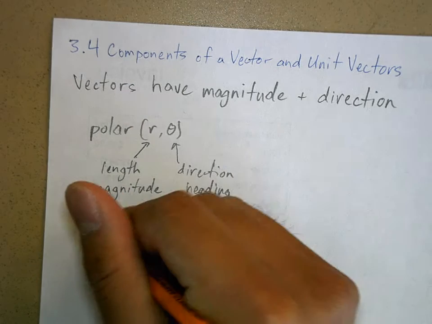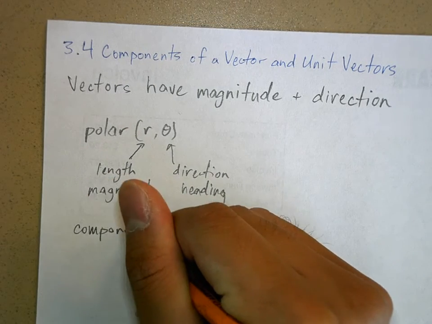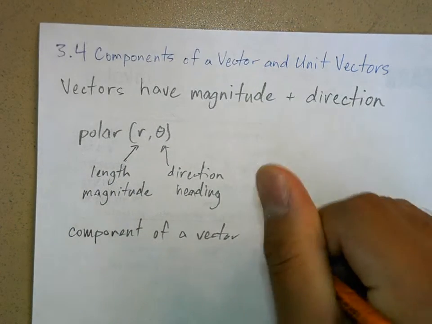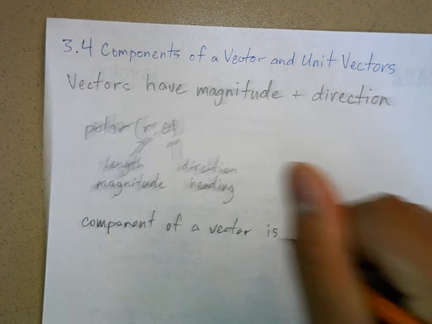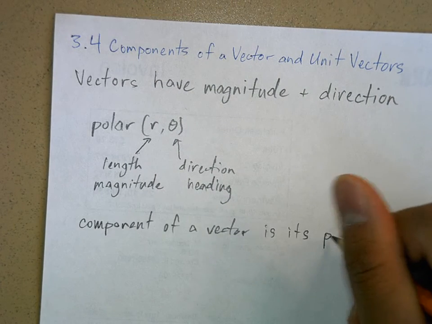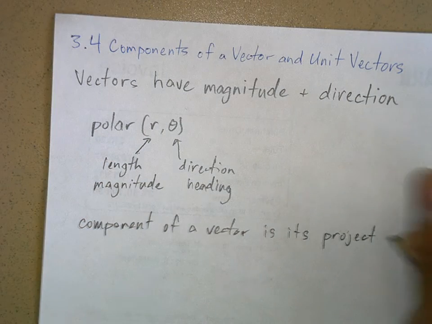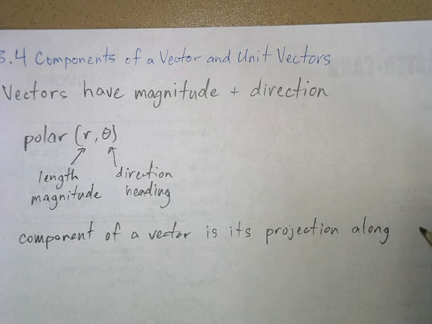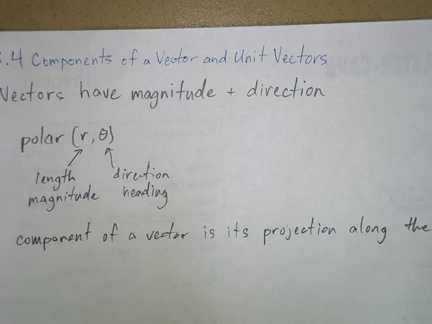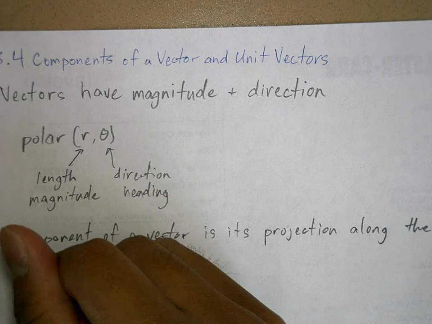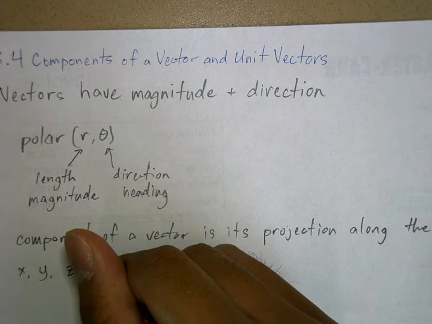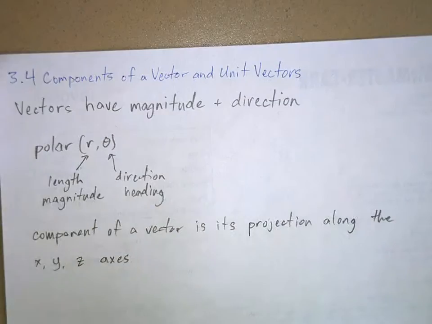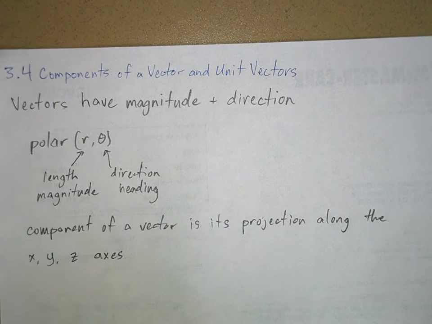So a component of a vector, sorry for my bad handwriting, is its projections along the x, y, and z axes. I went off the page, didn't I? Okay. If you want to zoom out, press the zoom. Yeah, zoom out. Should be good. Okay.